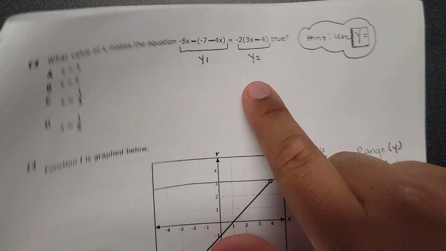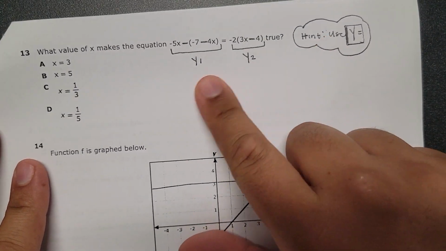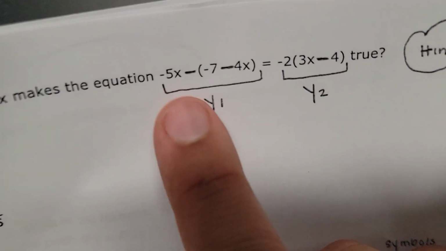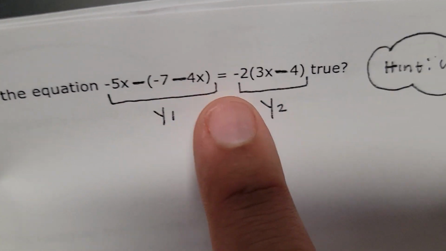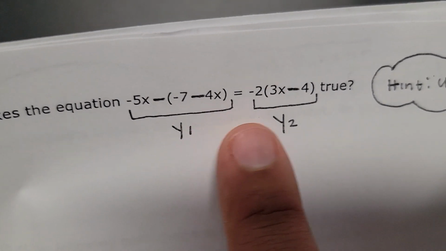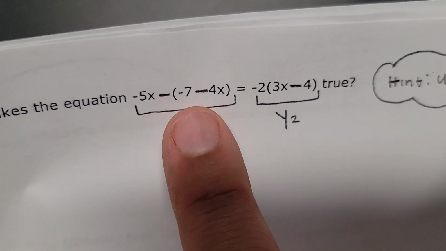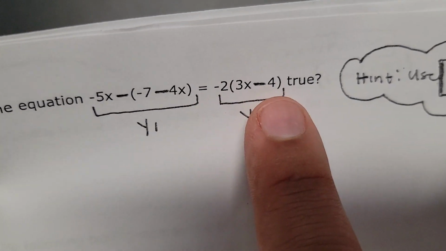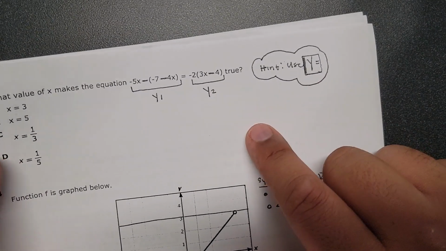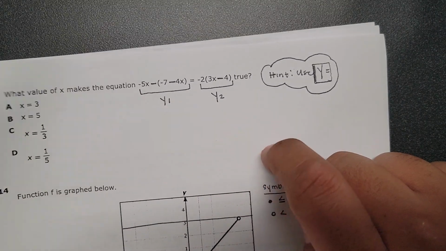Okay, number 13. Y1, Y2. So this is a negative, this is a minus, negative, minus, negative, minus. Be very careful. Es negativo, menos, negativo, menos, negativo, menos. Right. El mismo que número 3.